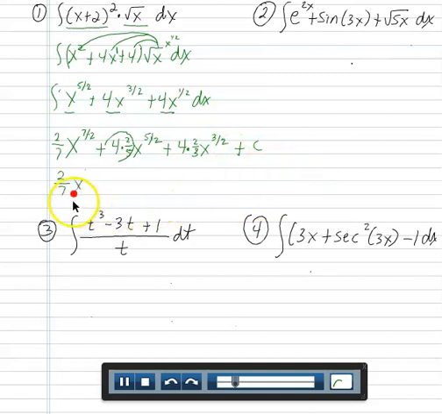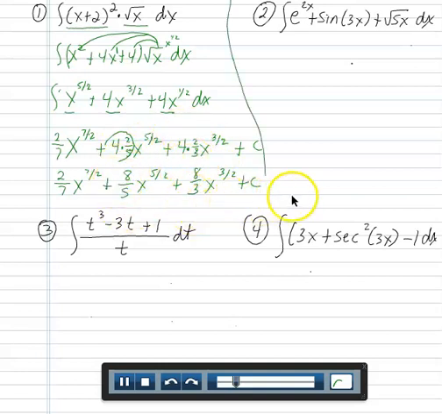Don't forget your plus c. So to make it look all pretty, we'd have 2/7 x to the 7/2. We'll have 8/5 x to the 5/2, and we'll have 8/3 x to the 3/2 plus c. There you go.